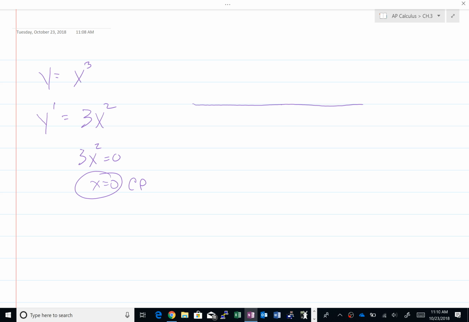The step we would do is put it on a number line, and we would test just to the left and just to the right. If I take -1, so f prime of -1, I get a positive answer. That means I'm increasing on that interval. Then I pick another number over here, f prime of +1, and we know that's greater than 0. If I put it in here, I also get a positive number. So that tells me it's increasing everywhere.